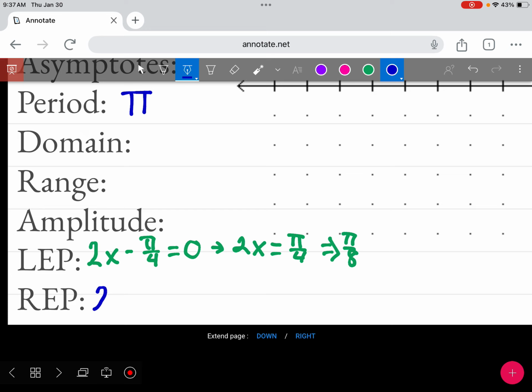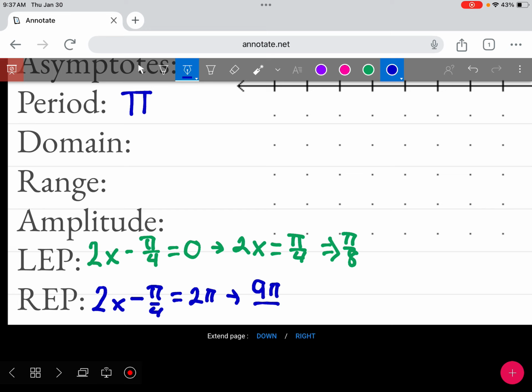So do the same thing for our right endpoint, our 2x minus pi over 4. We want to know when that gets all the way around to our 2 pi. It's going to be 9 pi over 8.